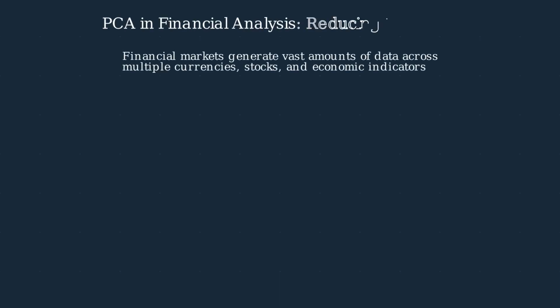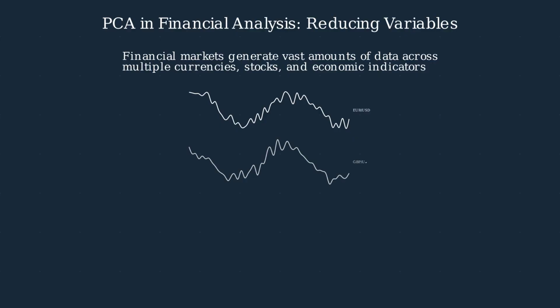Financial markets generate vast amounts of data across multiple currencies, stocks, and economic indicators. For example, consider these 5 currency exchange rates against the US dollar. Each time series represents fluctuations in a different currency pair. The challenge is how to effectively analyze patterns across many correlated currencies without being overwhelmed by the complexity.